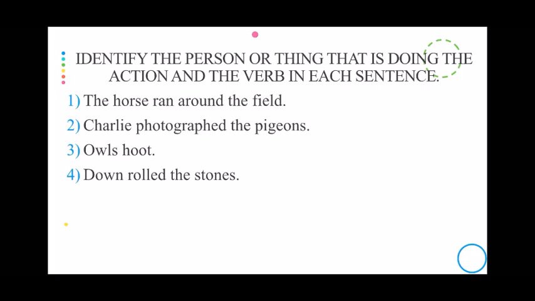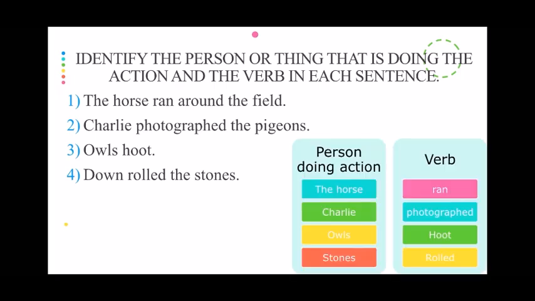First, let us read the sentences. The horse ran around the field. Charlie photographed the pigeons. Owls hoot. Down rolled the stones. So these are the 4 sentences. Now children, can you help me identify the person or thing that is doing the action and the verb? Yes? Let us see the person doing action and the verb.